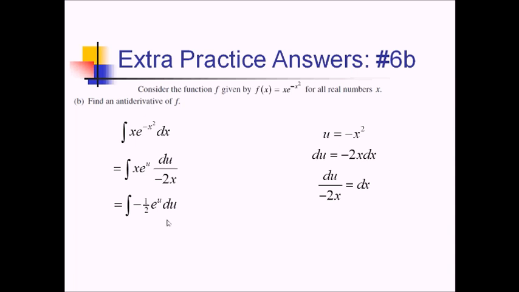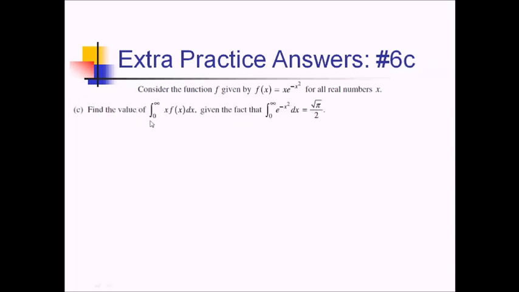Taking my antiderivative of what I've got here, this is an easy one. This is just negative 1/2 e to the u plus c. But if I wanted to, I can substitute this negative x squared back in there. So this is going to then be negative 1/2 e to the negative x squared plus c.